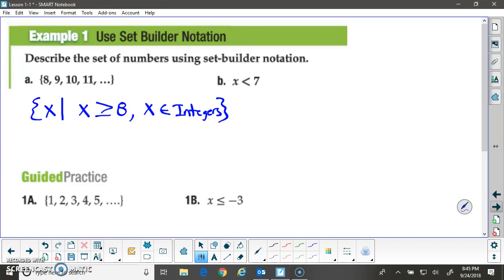If you go into part B, all numbers less than 7, so like we would include 6, 5, 4, 3, all those numbers, but also decimals and fractions and whole numbers. And so to write this in set builder notation, we'd say all numbers x such that x is less than 7. And then for this, we'd say that x is an element of the real number system because we're including decimals and fractions and whole numbers, everything that is less than 7.